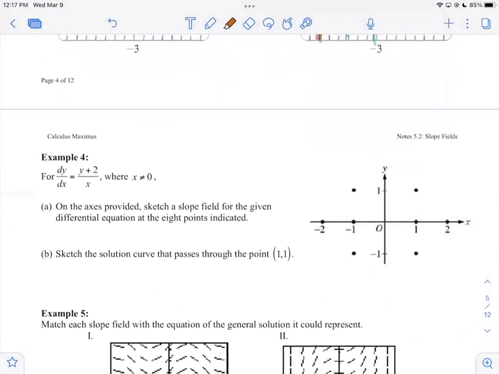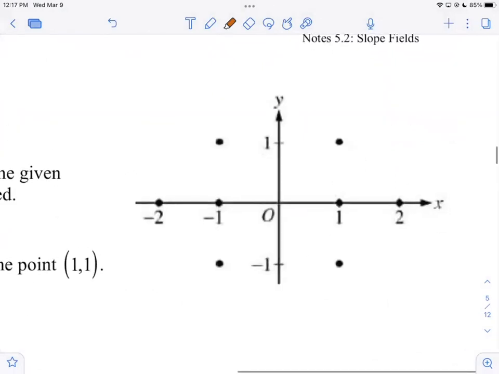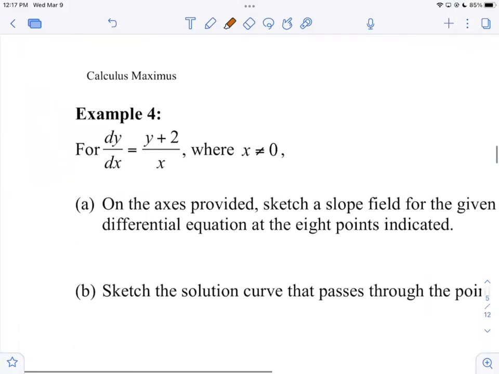Here's a little piece that was from an actual AP exam. So if you actually see what their graph looks like, we'll go ahead and do this one. They actually have nice looking graphs labeled x and y, and they put little dots on the points that they want you to. So let's take a look at this. Example 4. For dy/dx equals (y + 2)/x, where x is not 0.